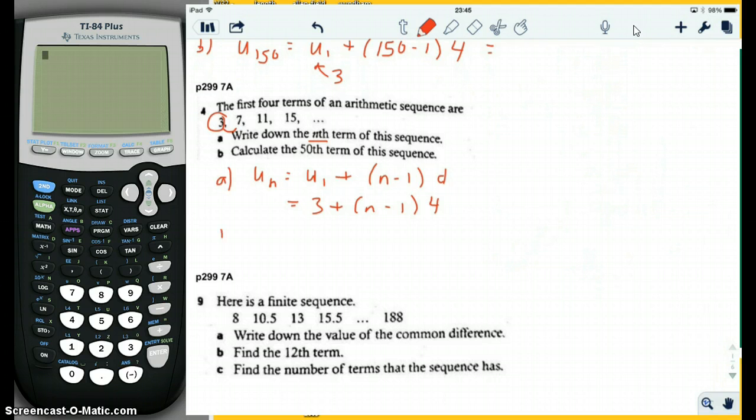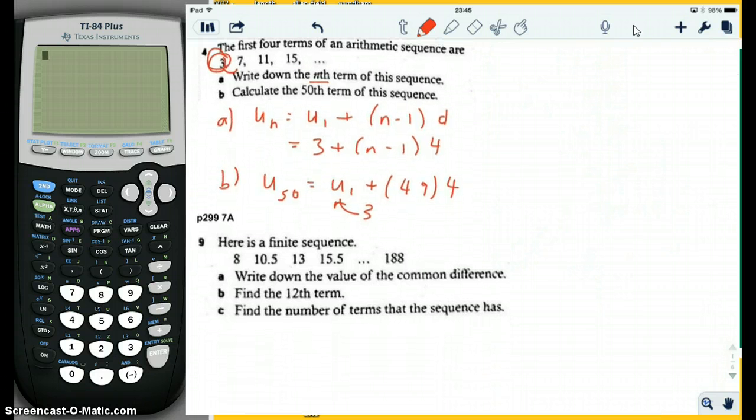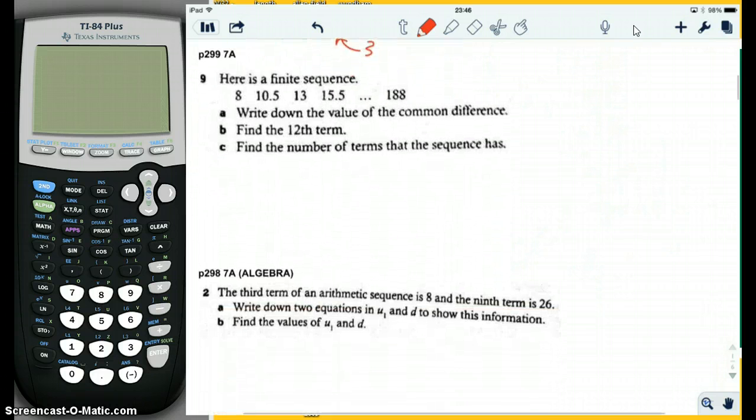That was A. B, calculate the 50th term of the sequence. Well, that would be u50 equals u1 plus 50 minus 1, which is 49, times 4. Okay, and you know u1, right? u1 is 3. Okay, so you can figure that out.